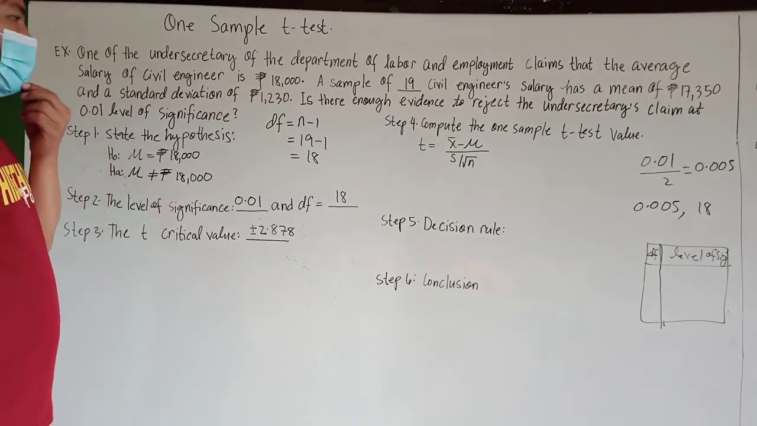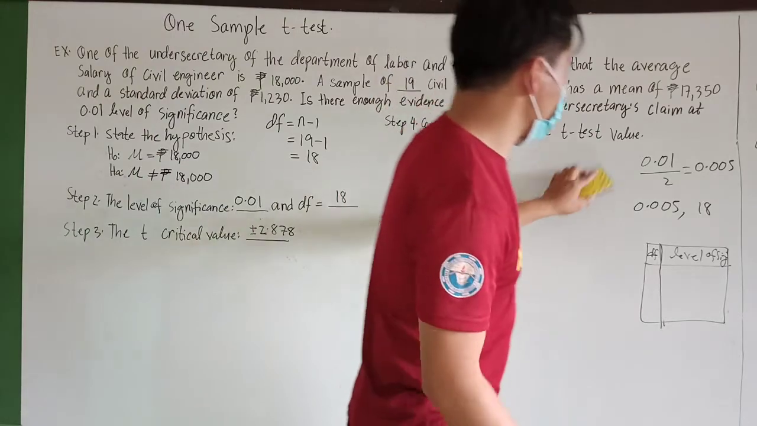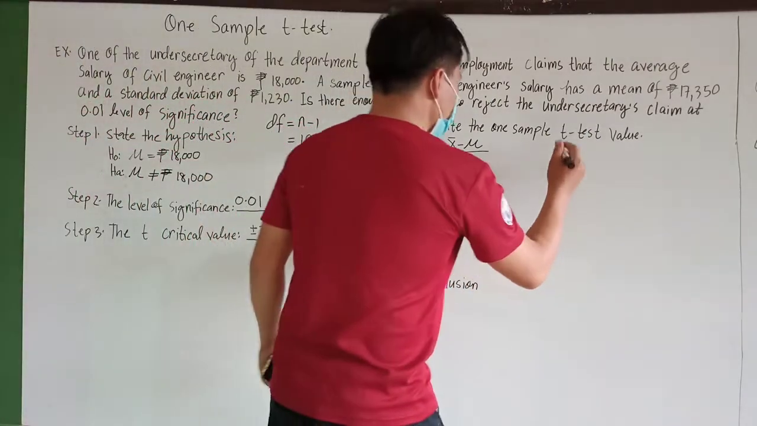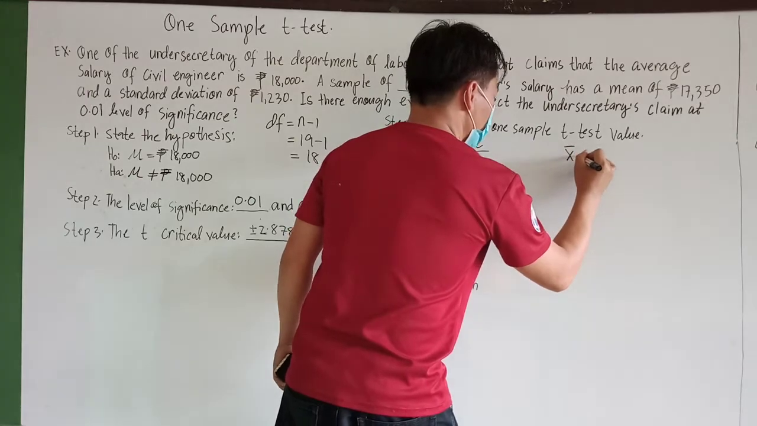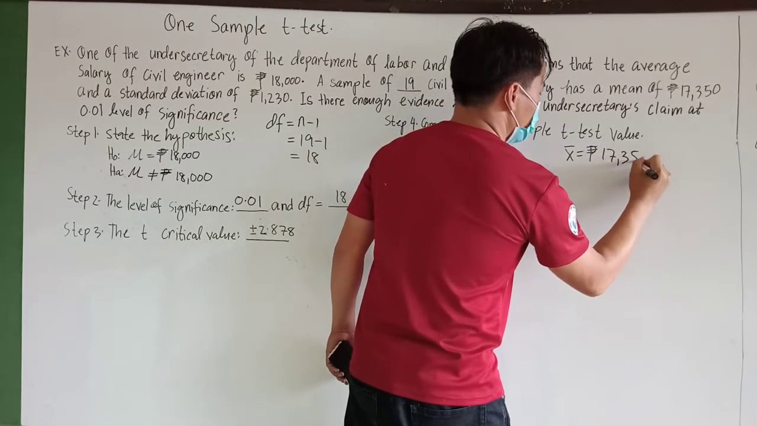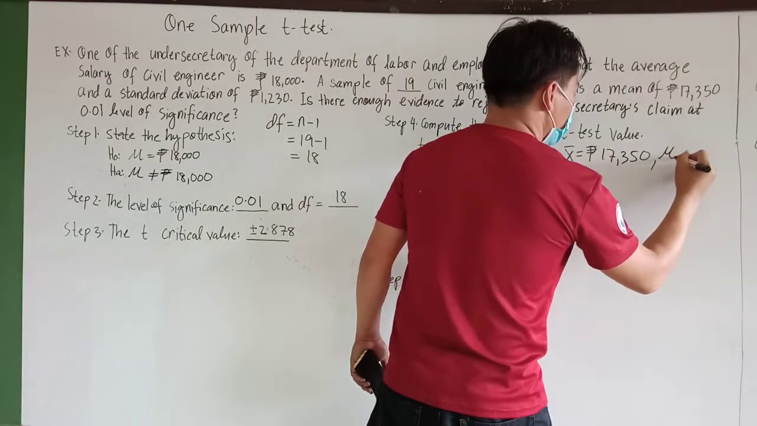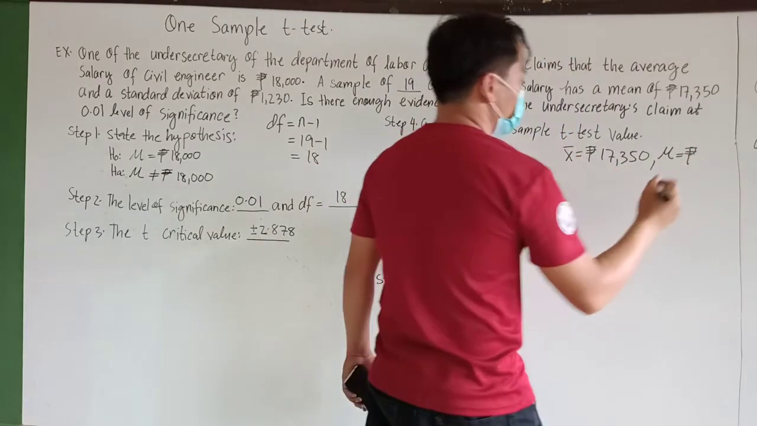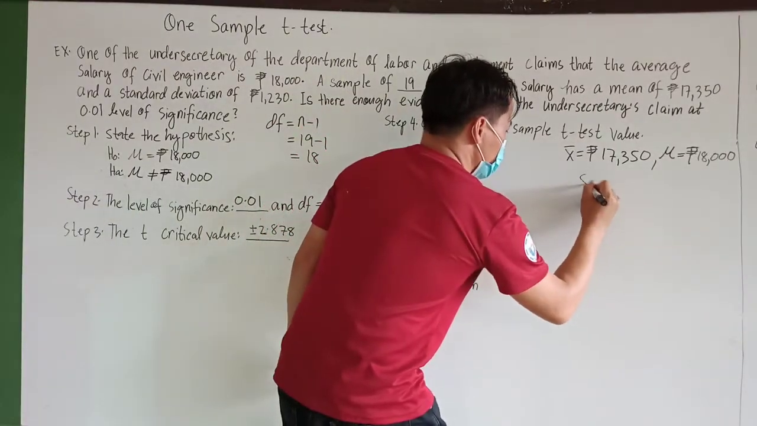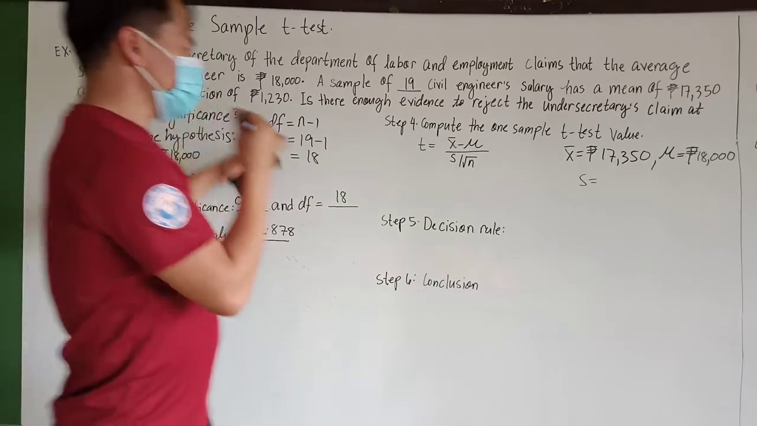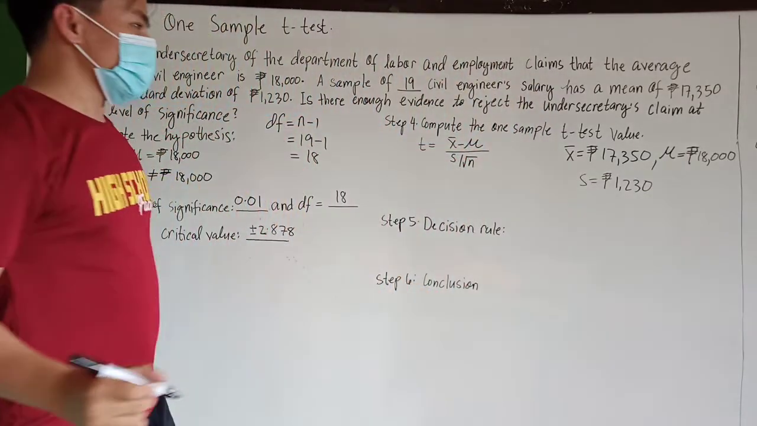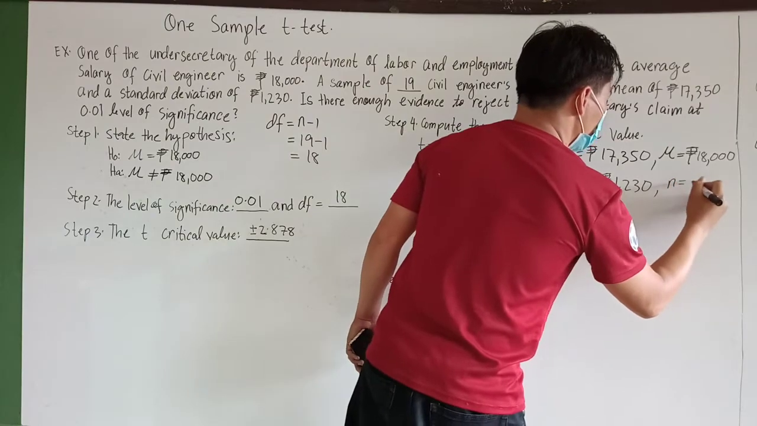After that, we will also have to compute for the one sample t-test. Okay, in this portion we will have to calculate the t-test. Given that our x bar or our sample mean is equal to 17,350 pesos. And we are also given the population mean that is equal to what? 18,000 pesos. Another given in the problem is our standard deviation, which is 1,230. And the n, or the sample, we have n is equal to 90.